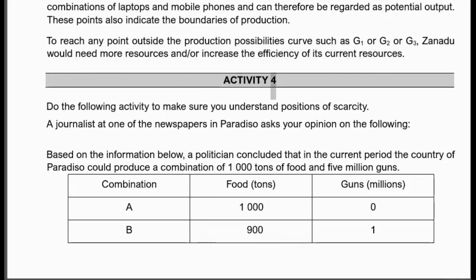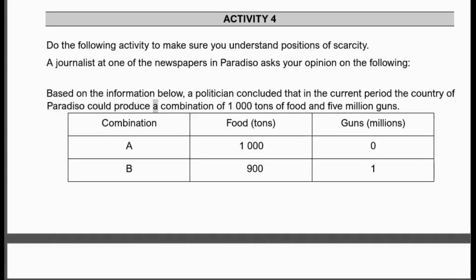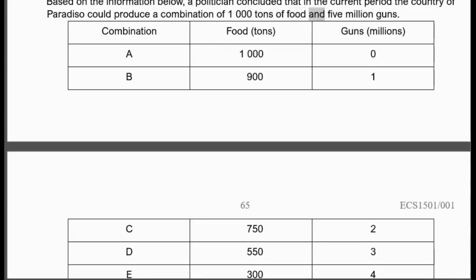Activity 4. Do the following activity to make sure you understand positions of scarcity. A journalist at one of the newspapers in Paradiso asks your opinion on the following. Based on the information below, a politician concluded that in the current period the country of Paradiso could produce a combination of 1,000 tons of food and 5 million guns. Combination. Food, tons. Guns, millions.